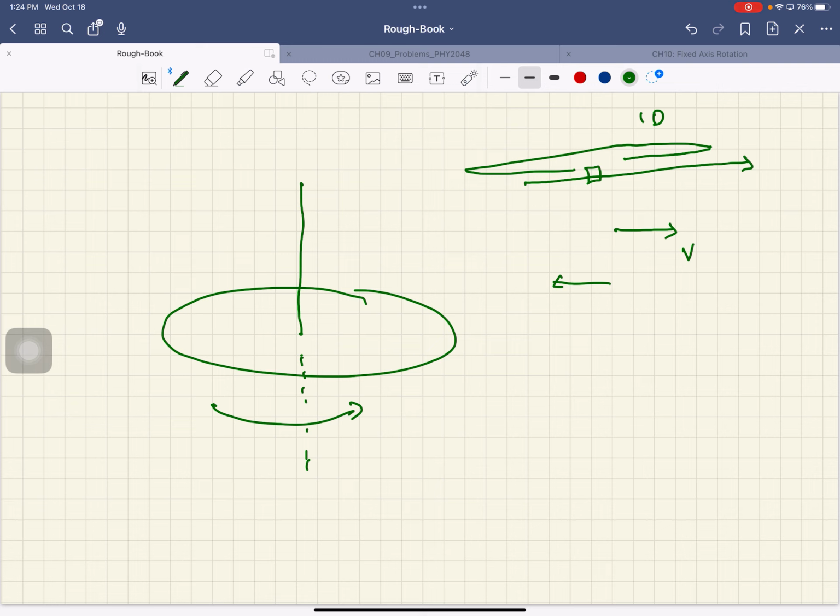What did we do for velocities pointing to the right? If that was the positive direction, this was plus 5 meters per second, and this was minus 3 meters per second. So the direction of the velocity was given by the sign.